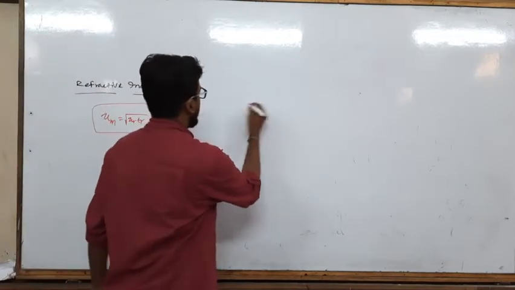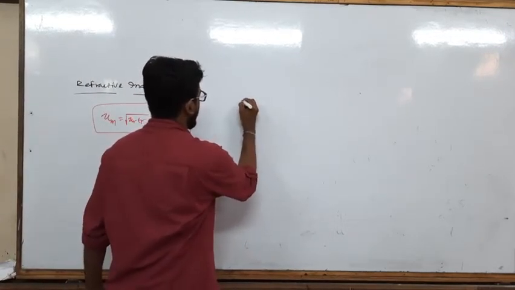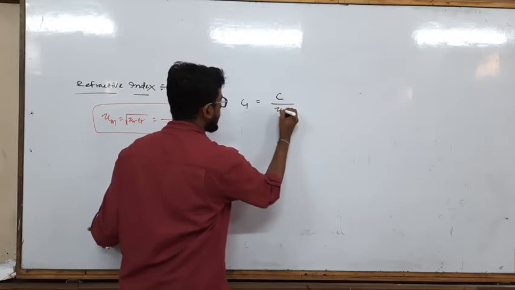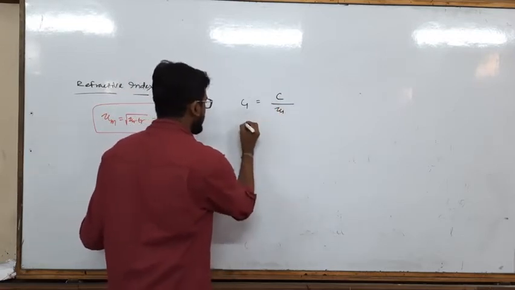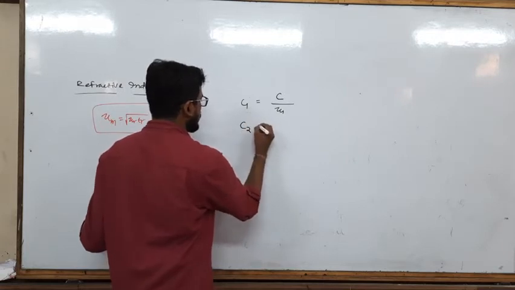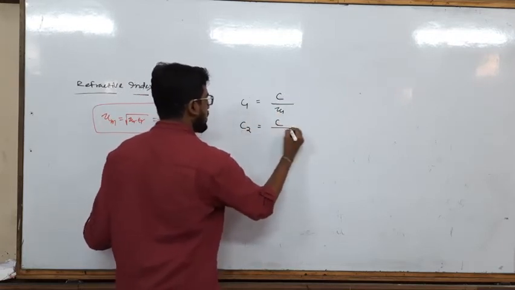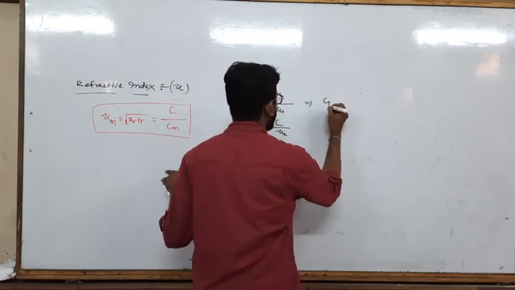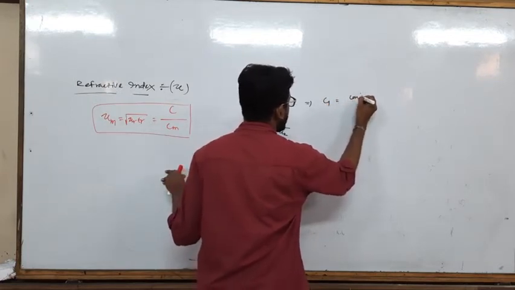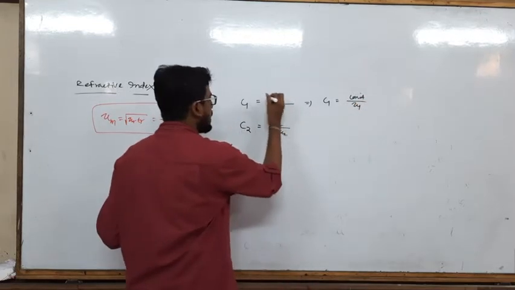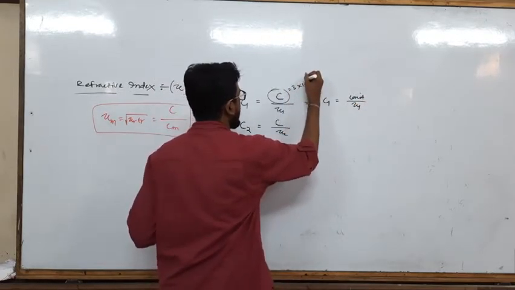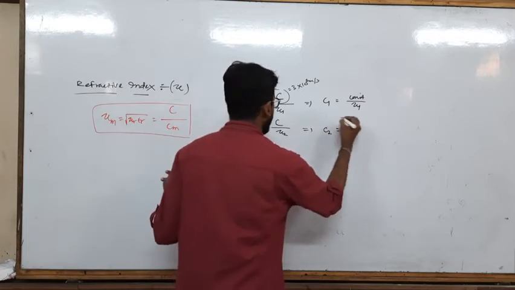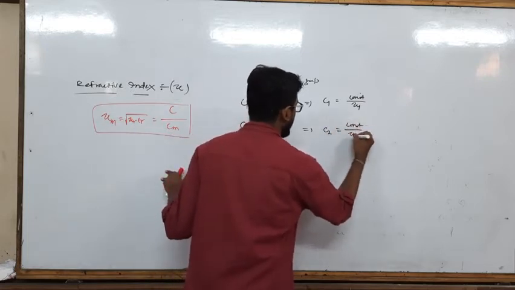So if in a given medium the speed of light is c1, this can be written as the speed of light in free space divided by refractive index of the medium, that is mu1. Similarly, if the speed of light in another medium is c2, this can be written as speed of light in free space divided by refractive index of that medium, mu2. So from this relation we can write the speed of light c1 is equal to some constant divided by mu1, as speed of light in free space is constant, that is 3 into 10 to the power 8 meter per second. Similarly, the speed of light in medium 2, that is c2, will be written as some constant divided by refractive index of that medium, mu2.